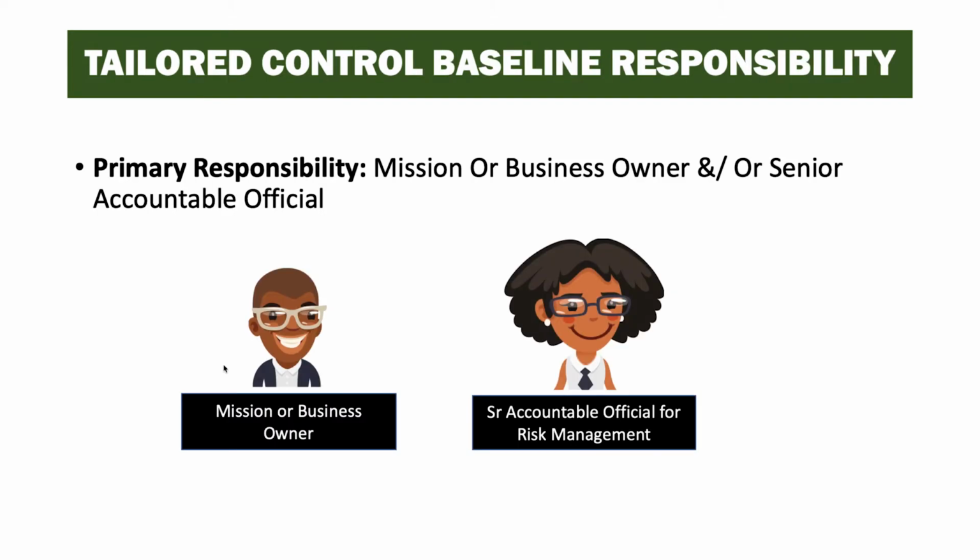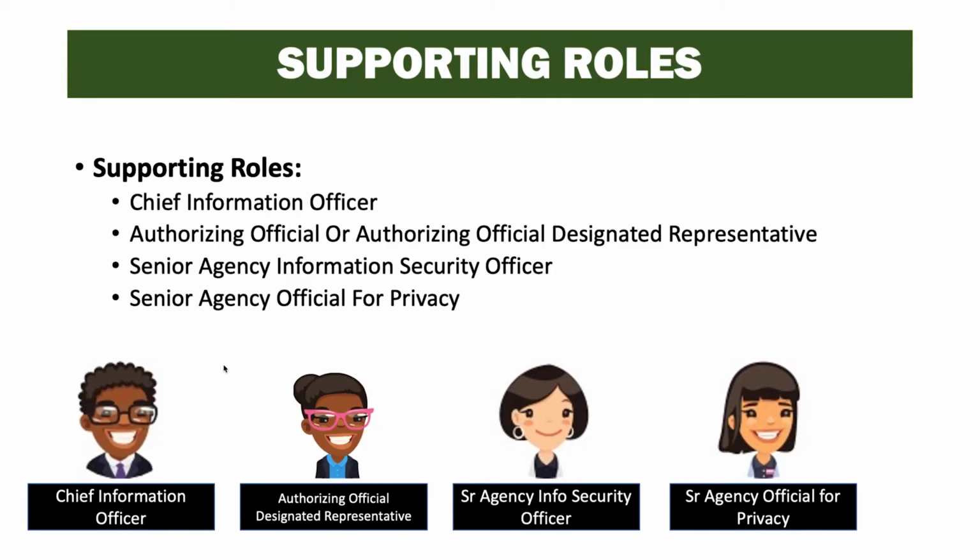Primary responsibility for this task is the mission or business owner and or the senior accountable official for risk management. Supporting roles are the Chief Information Officer, the authorizing official, or we like to call them the AO, or the authorizing official's designated representative. Also the Senior Agency Information Security Officer. Some places they call that person the Chief Information Security Officer or the Chief Security Officer, CSO or CISO. Also the Senior Agency Official for Privacy. Of course, all important people that help get this task done.